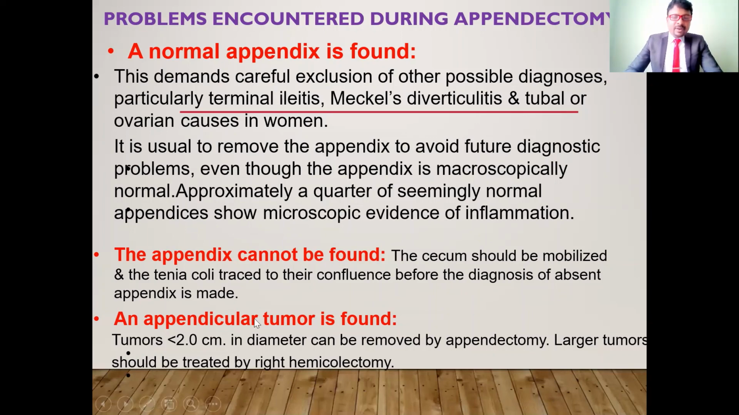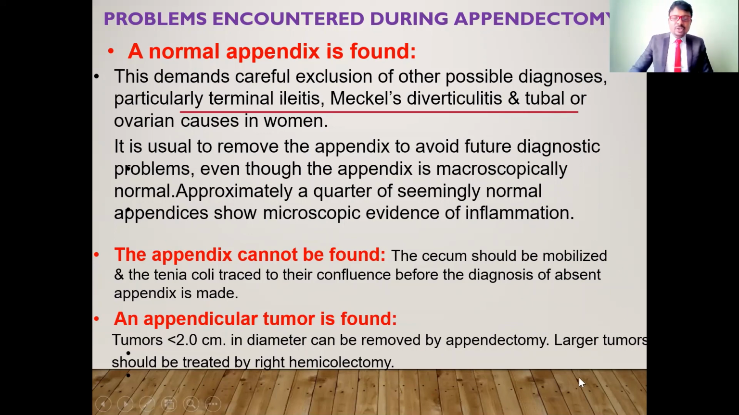And also an appendicular tumor may be found. So there is a chance we are going to find a tumor, with no inflammation. If the tumor is less than 2 centimeters in diameter, it can be removed by appendicectomy. So in those conditions, there is no inflammation, but because of the tumor, it may cause swelling and complications just like appendicitis.